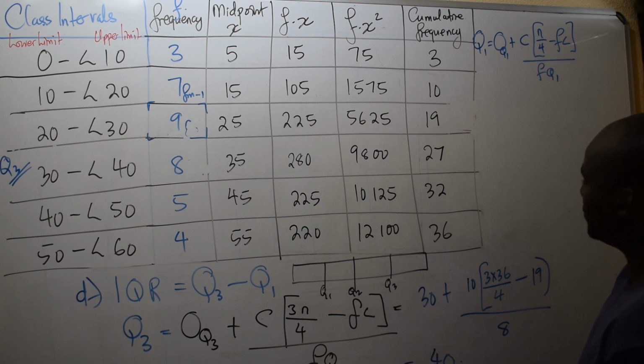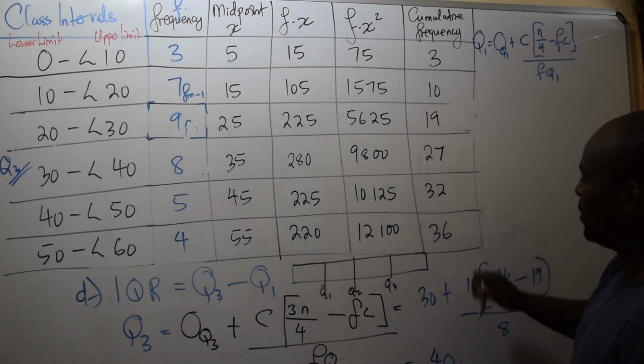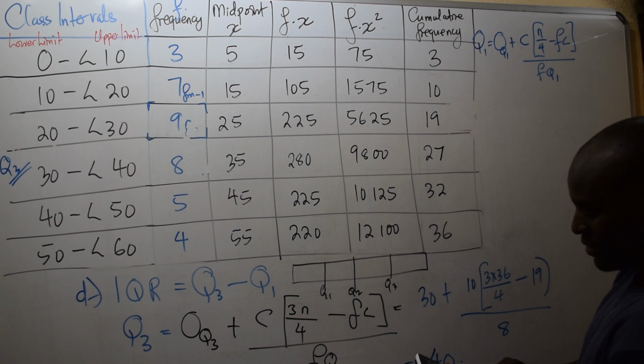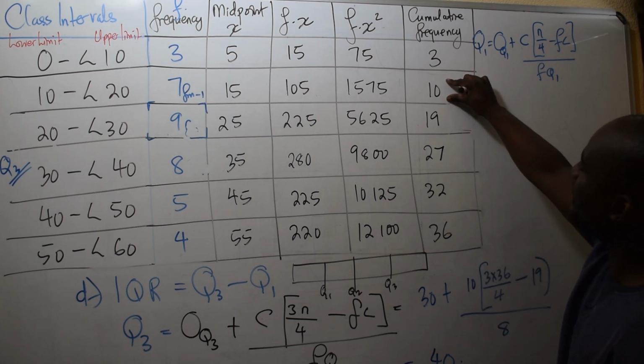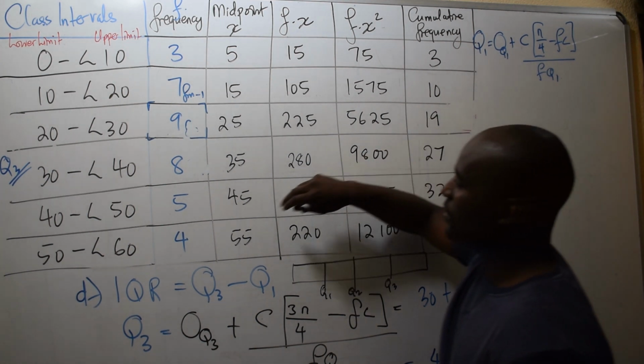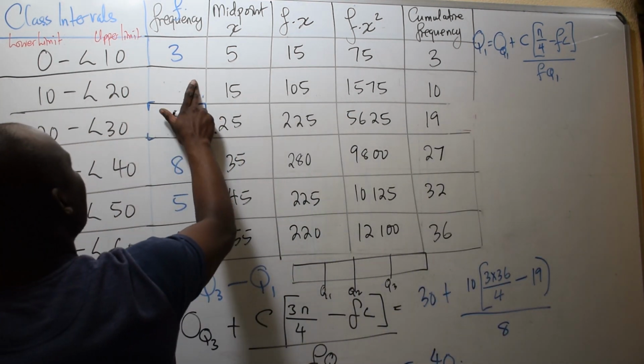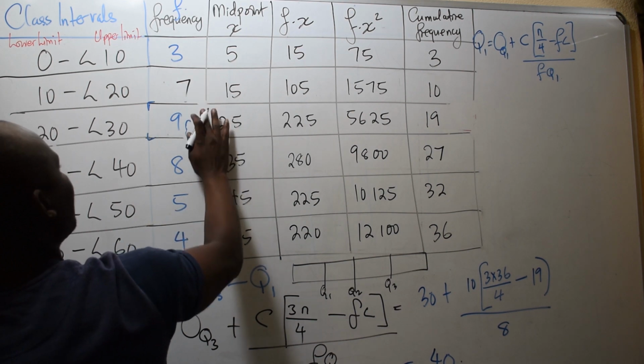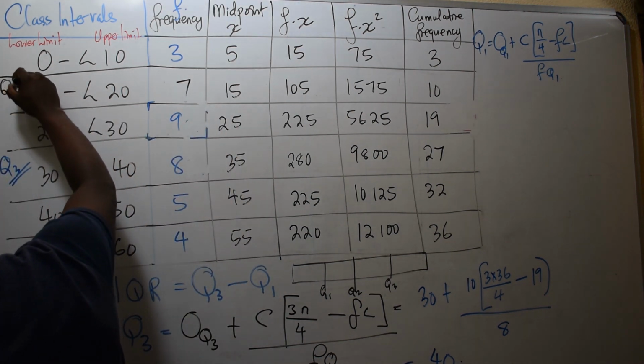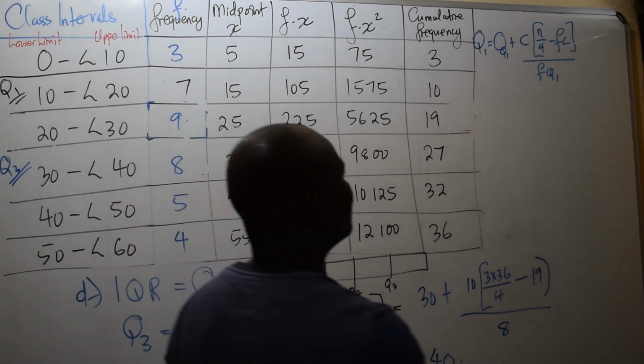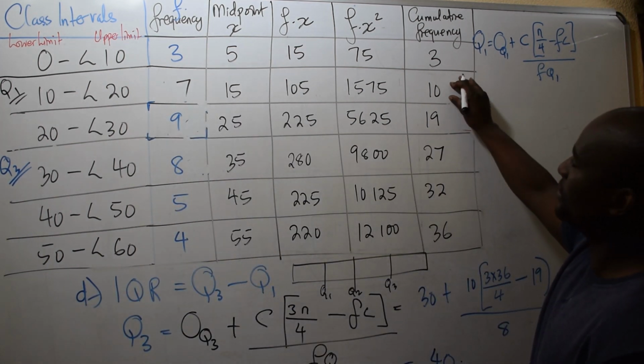So let's substitute. First we must find what is our Q1. To get the Q1, we're saying n divided by 4. N is 36, so we're going to say 36 divided by 4, which gives us a 9. So the 9 is within here. So this becomes our Q1 interval.